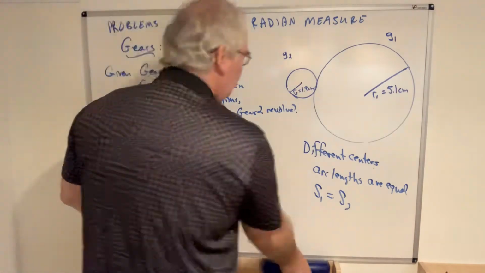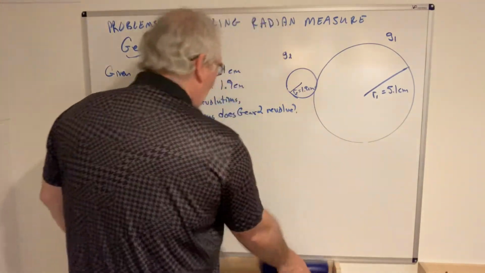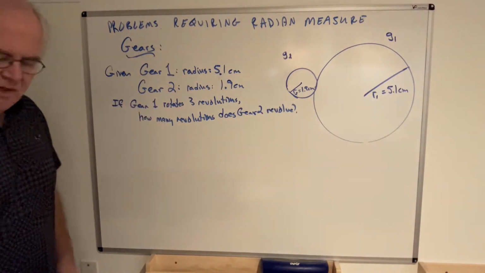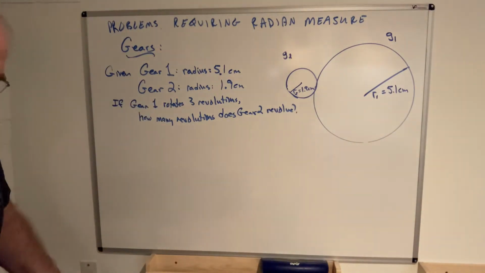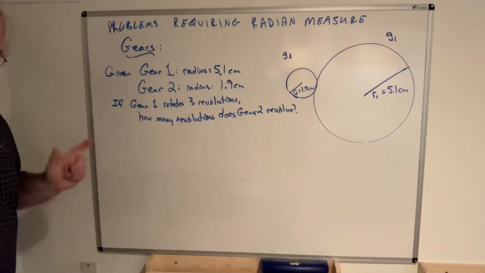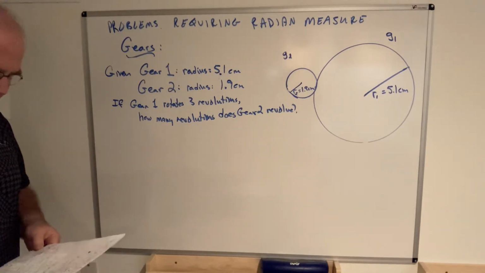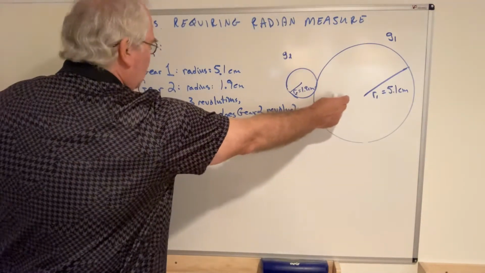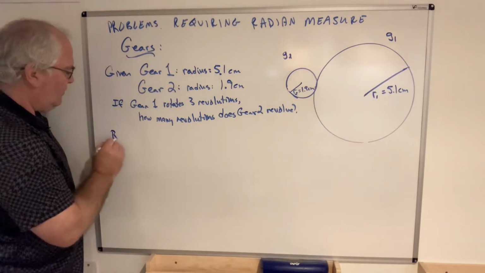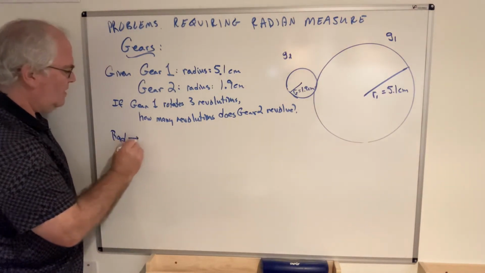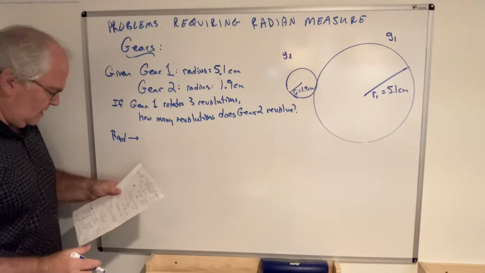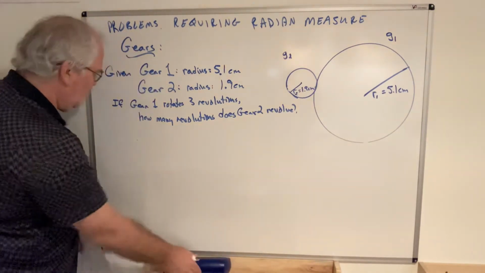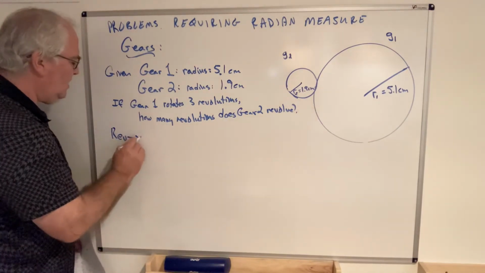So here's how this problem works. We are given the revolutions on gear number 1. So what I want you to do every time, in fact, I want to see this on your solutions. The first thing we're going to do is, in circle number 1, gear number 1, we're going to convert from revolutions. We're given revolutions. Convert from revolutions into radians.